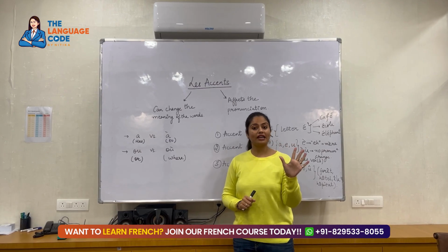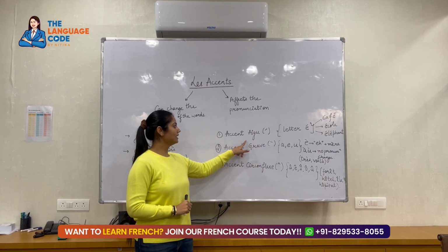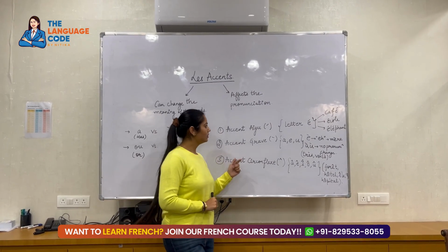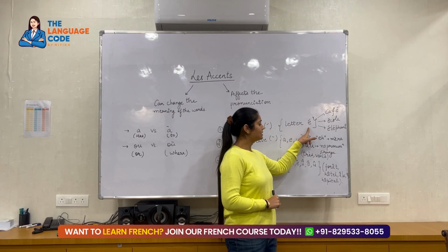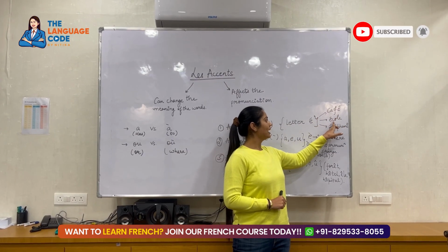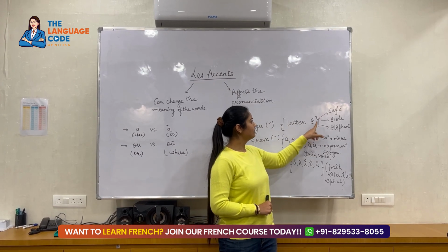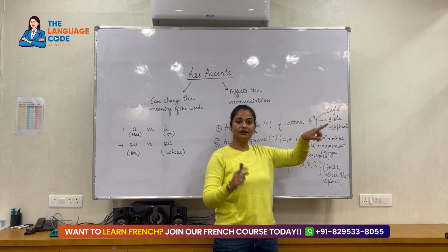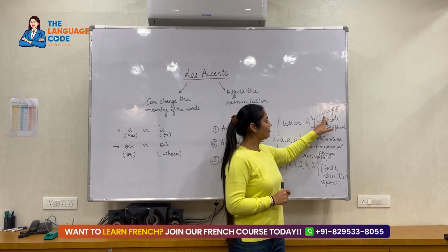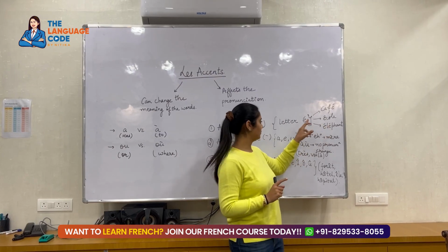Now let's learn the 5 different types of accent in French. The first one is accent aigu. Accent aigu is always used with the letter E. Here, the sound of the letter E changes to A. That is café, école, éléphant. See, in all 3 examples, the E is placed with accent aigu and the sound is changing. The sound of É is A here, right?